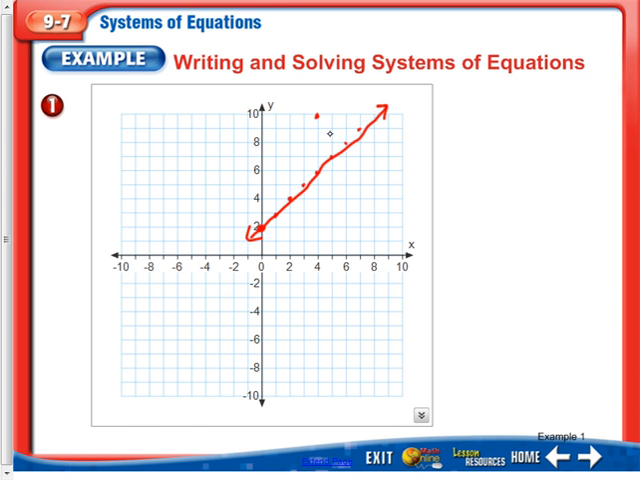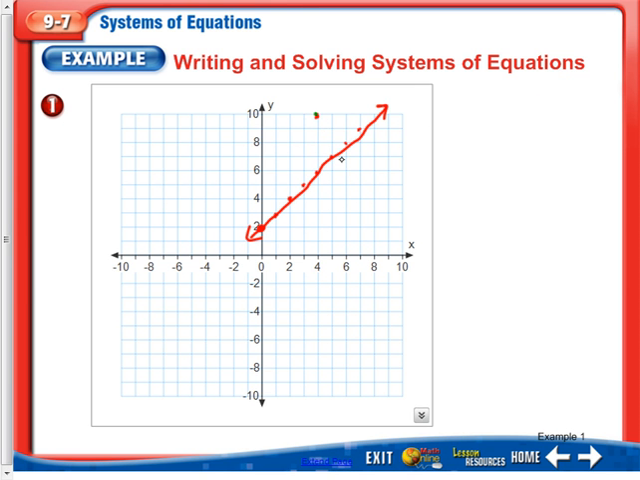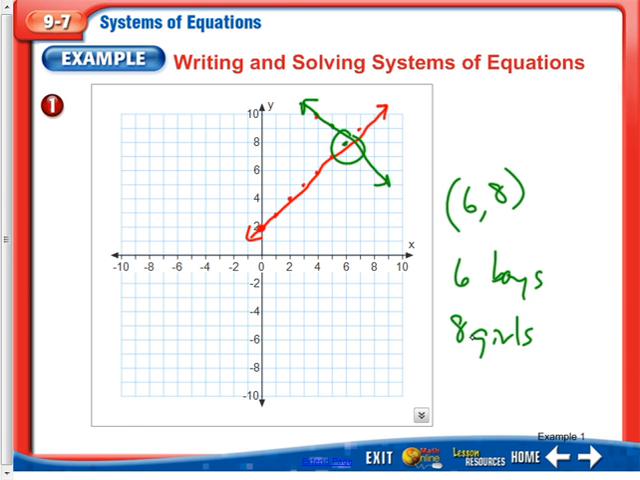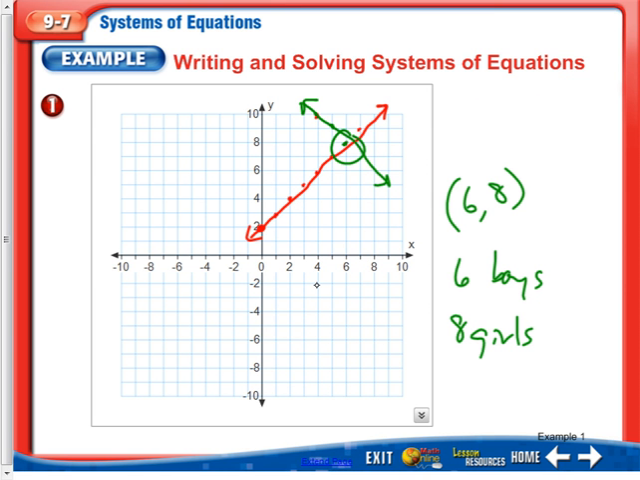So let me change color here. Let's go to green. Now this is a negative slope, so it's negative x. We're going to go down 1, right 1, and down 1, right 1, and there we have our overlapping points. So this is our point right here, our solution. So we go through there. Okay. So I see that my x value is 6, and my y value is 8. And so that means I have 6 boys and 8 girls on the team. So as long as I have both of these equations, I can find out how many boys and how many girls are on the soccer team using the graphing method.